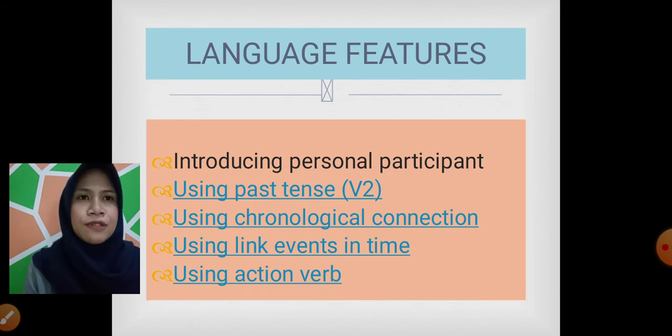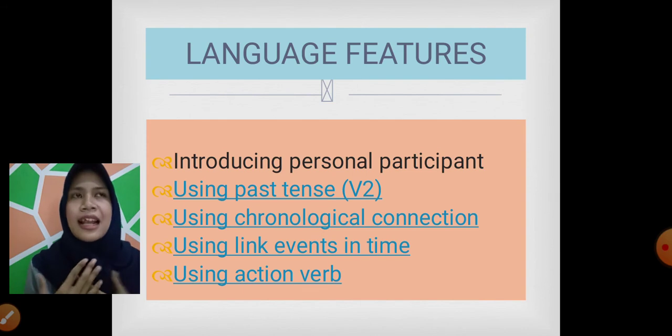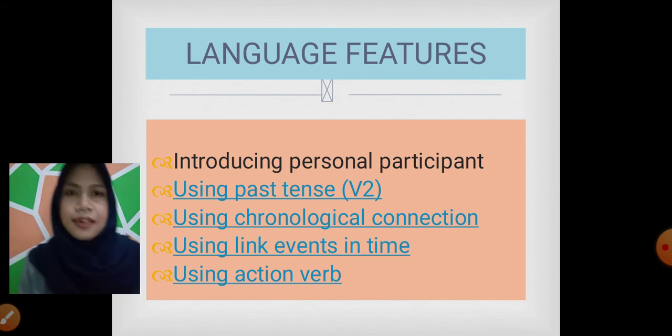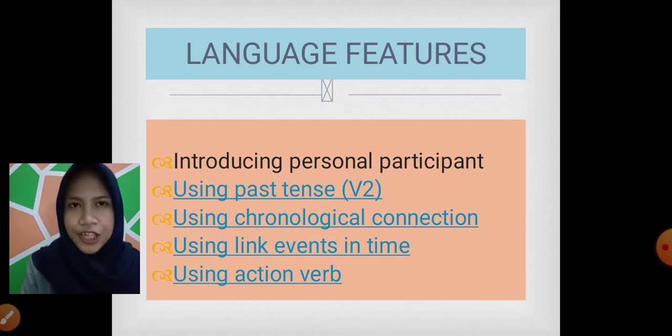Okay, we move to the language features that are used in recount text. The first is introducing a personal participant. Because it is the writer's personal story, this is an example of introducing a personal participant, like my experience, climb the walls, or anything. The next is using past tense, using chronological connection, using link events in time, and using action verbs.